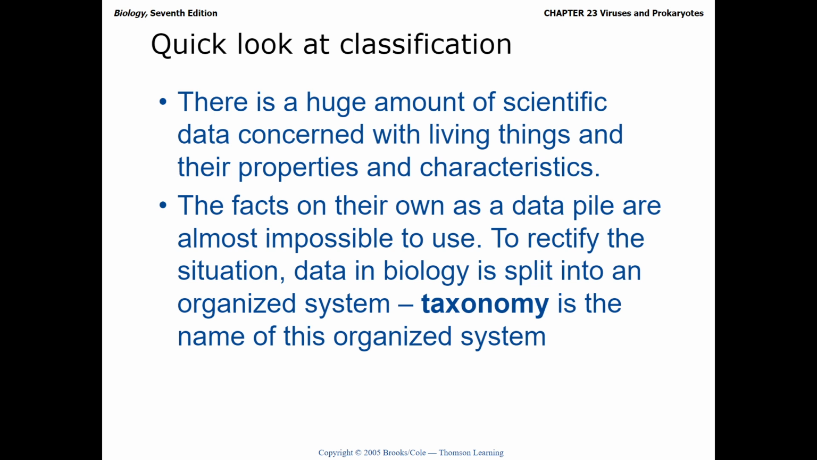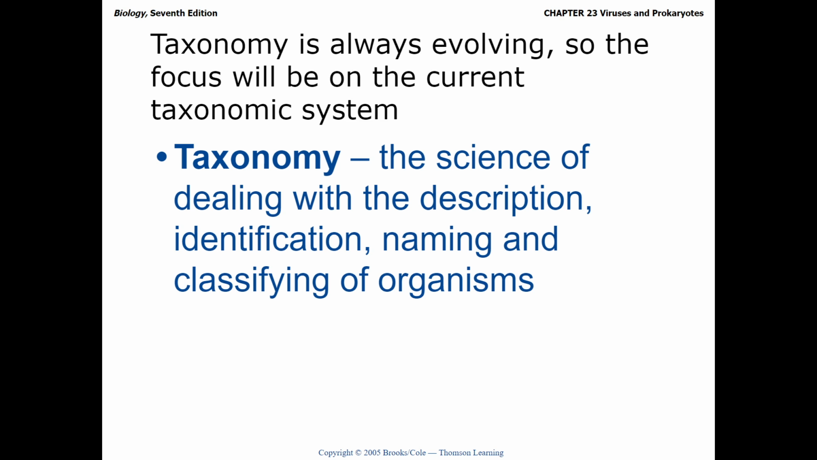So to organize this massive amount of data, we have split pieces of information into parts, or parsed it out into tiny packets. This organized system that we have built is called taxonomy. Taxonomy is the science of dealing with the description, identification, naming, and classifying of organisms, and it's always evolving. It's not static. As more information is found, we will change or update the taxonomy.